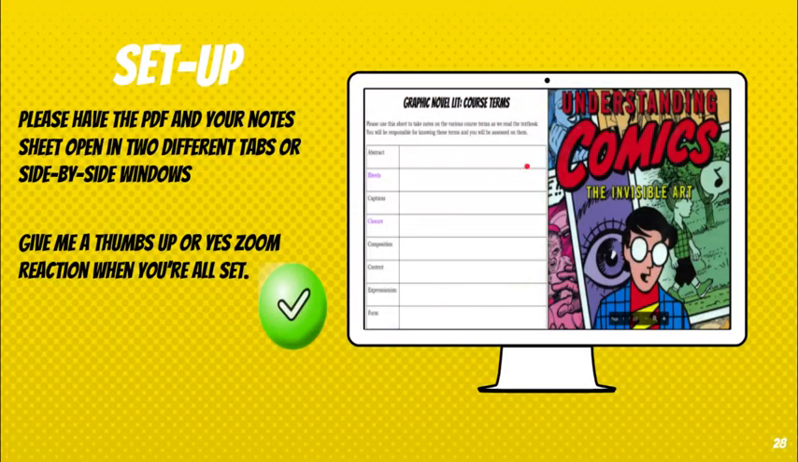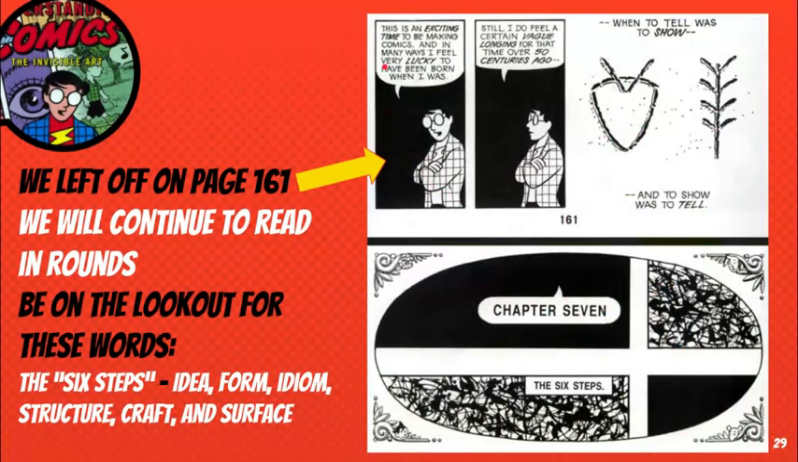So you'll want to set up your stuff because you're doing this individually if you're watching this video, right? Have your lit terms on one side and then the PDF in the other. We left off on page 161, right? As a class, we all read chapter 7.